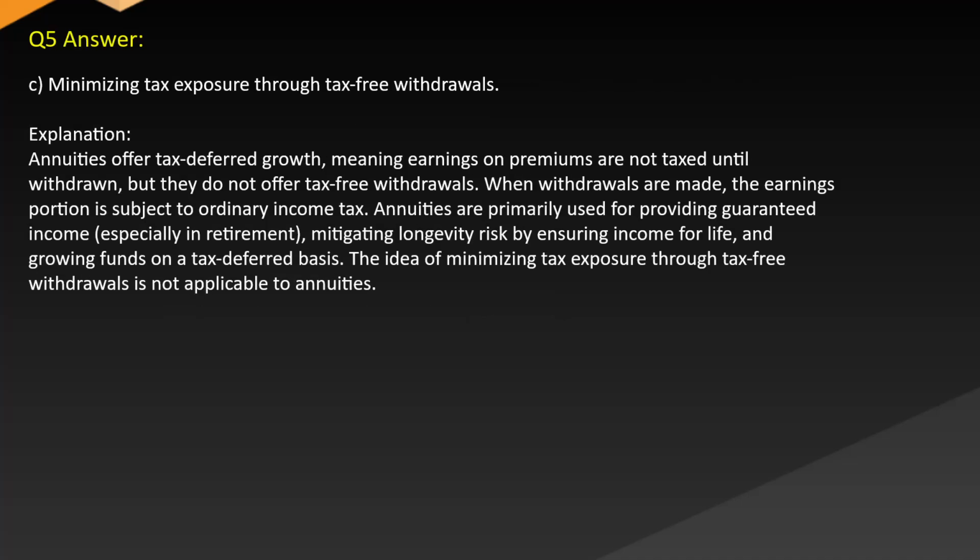Answer: C. Minimizing tax exposure through tax-free withdrawals. Explanation: annuities offer tax-deferred growth, meaning earnings on premiums are not taxed until withdrawn, but they do not offer tax-free withdrawals. When withdrawals are made, the earnings portion is subject to ordinary income tax. Annuities are primarily used for providing guaranteed income, especially in retirement, mitigating longevity risk by ensuring income for life, and growing funds on a tax-deferred basis. The idea of minimizing tax exposure through tax-free withdrawals is not applicable to annuities.